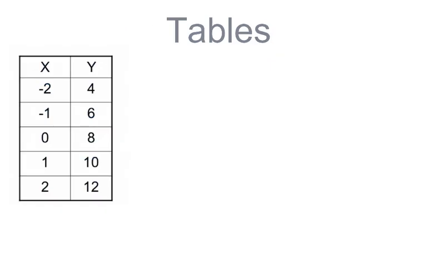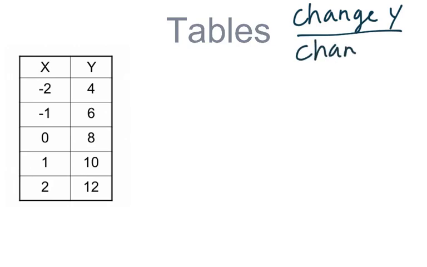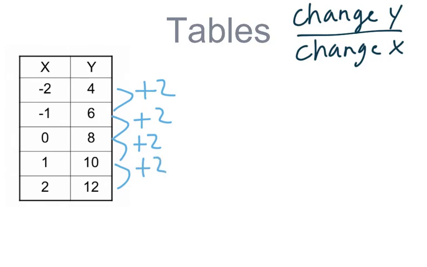For this one, I'm going to show y'all how to do change in y divided by change in x. All right, so first we're going to ask ourselves how our y is changing. What I mean by that is, how do you get from 4 to 6? Well, you're going to add 2. How do you get from 6 to 8? Add 2. 8 to 10, add 2. 10 to 12, add 2.